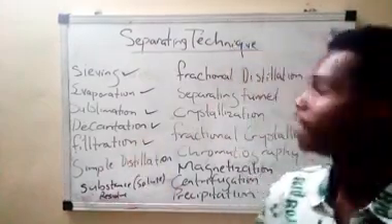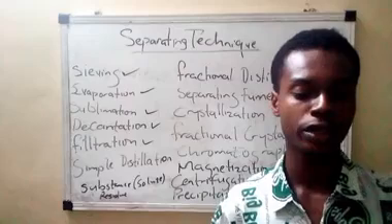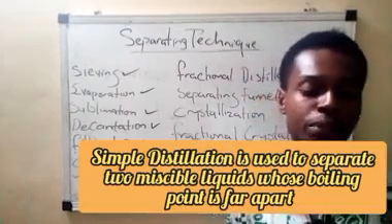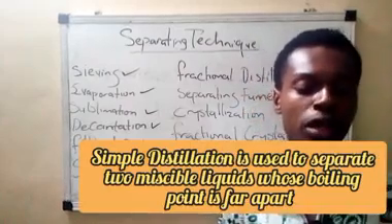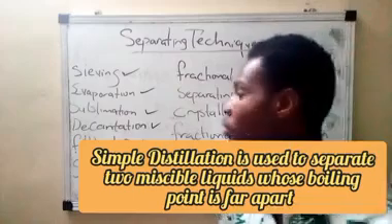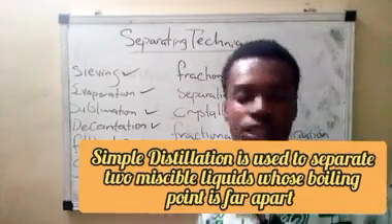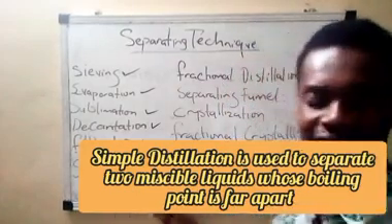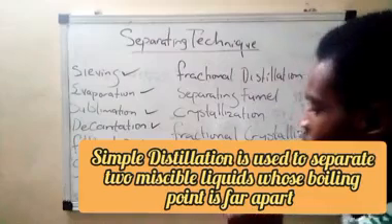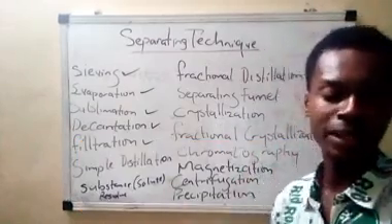Now, under filtration, we will explain what simple distillation is. Simple distillation is used to separate two miscible liquids whose boiling points are far apart. Any miscible liquids whose boiling points are far apart, what is simple distillation used to do? Separate them. Listen. It's used to separate what? Two miscible liquids that their boiling points are far apart.